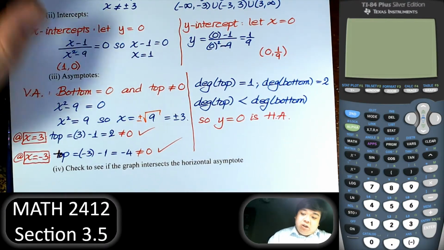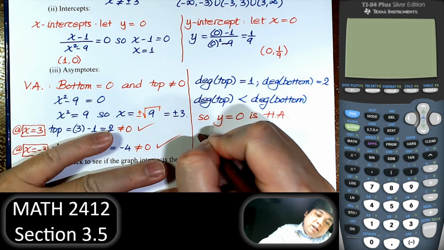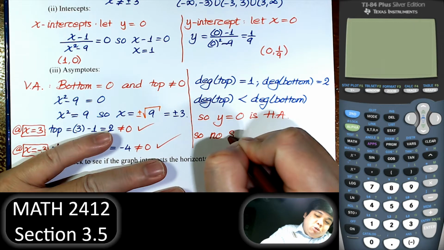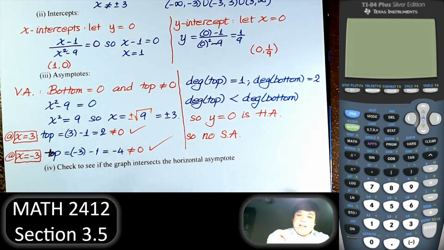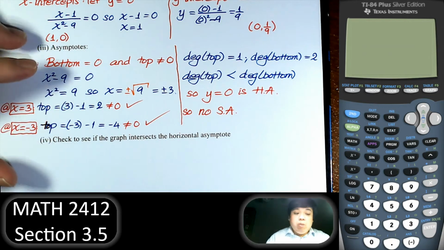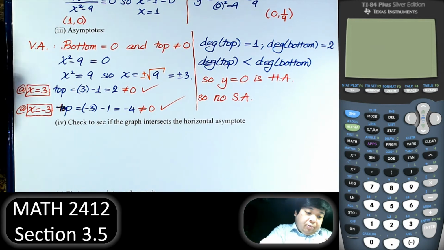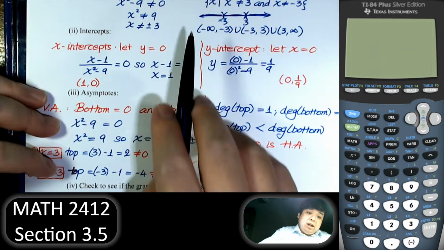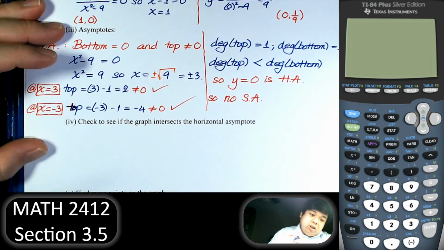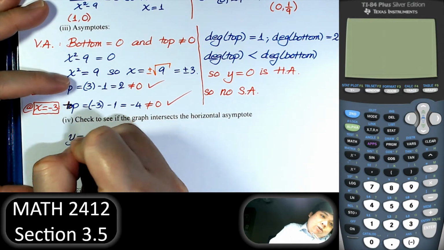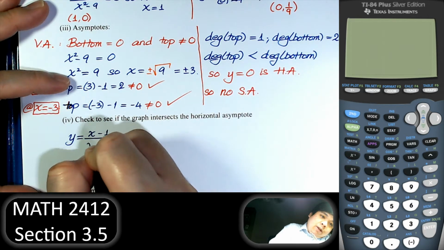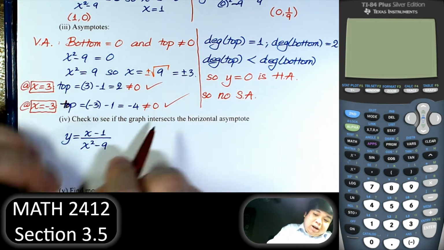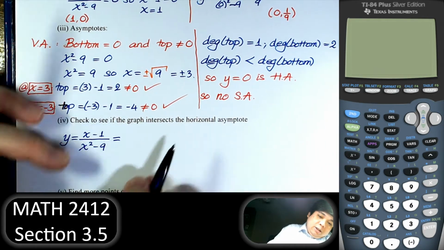So we have the horizontal asymptote, which means there's no oblique asymptote or slant asymptote. Either horizontal asymptote or slant asymptote, cannot be both. Now check to see if the graph intersects the horizontal asymptote. So we will let y equal to x minus 1 over x squared minus 9, and make that equal to the horizontal asymptote, 0.